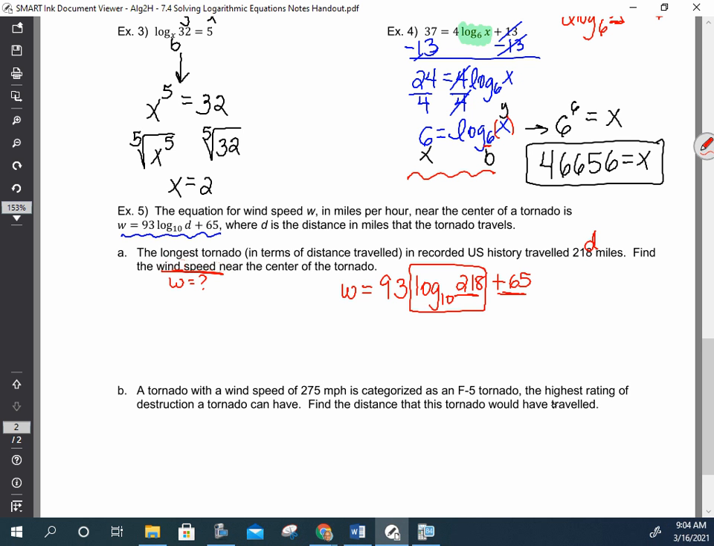So when we solve this, we're about to let the calculator do it. When we put this in the calculator, we're going to have 93 log. The calculator is going to open up the parentheses. That's where the 218 goes. After we type in the 218, we're going to close the parentheses. That way the 65 stays out.